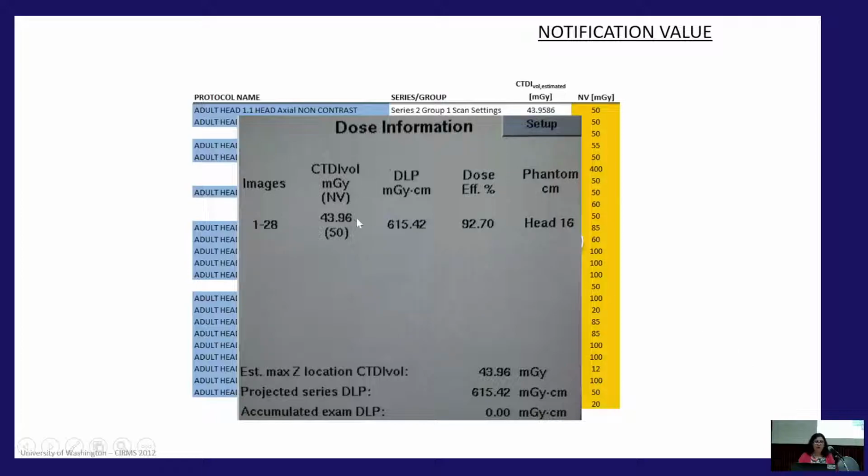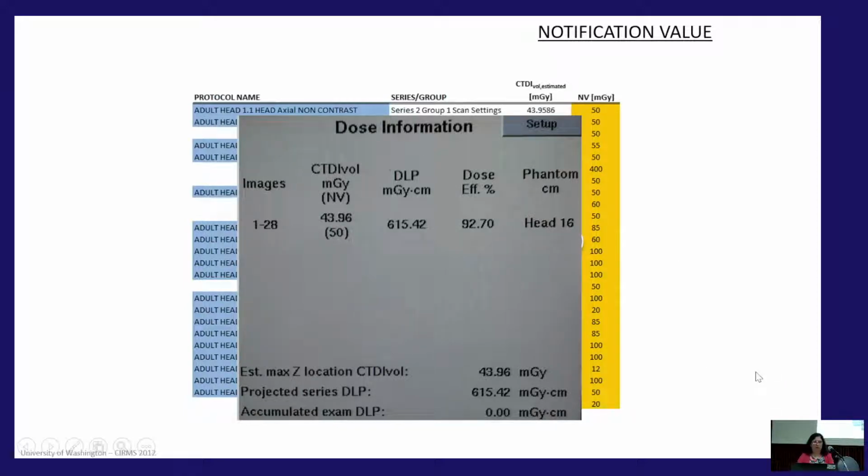So here it shows you that we set up for our regular head here, we set up our alert value to 50. So if there's ever a scan that's being prescribed on the console, the tech might get an alert because it was over 50. Hey, do you really want to scan this patient with this technique? Because typically you have 43 and now you're getting 55. So what's wrong with that picture?